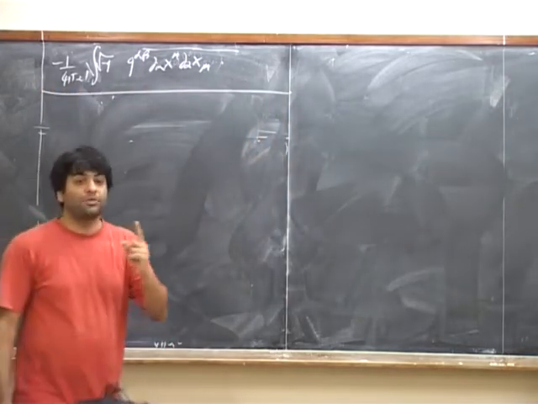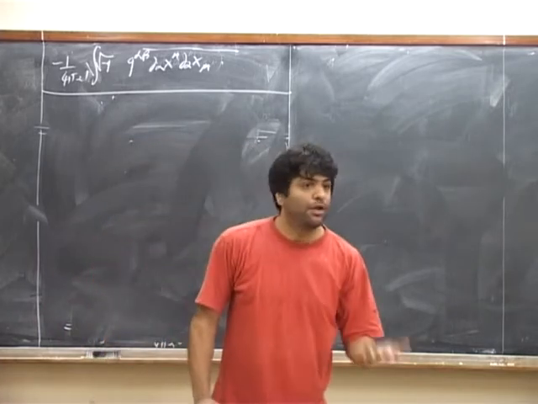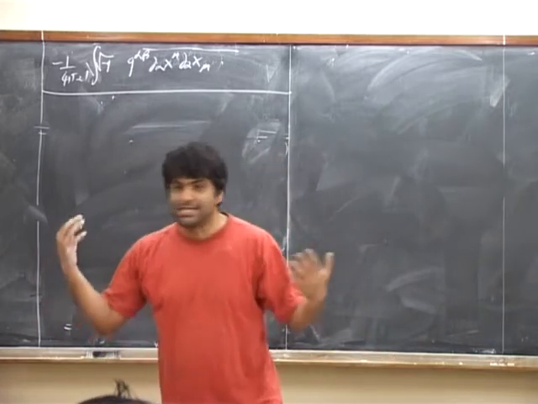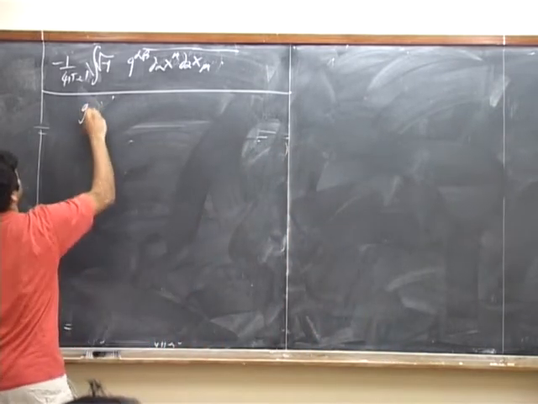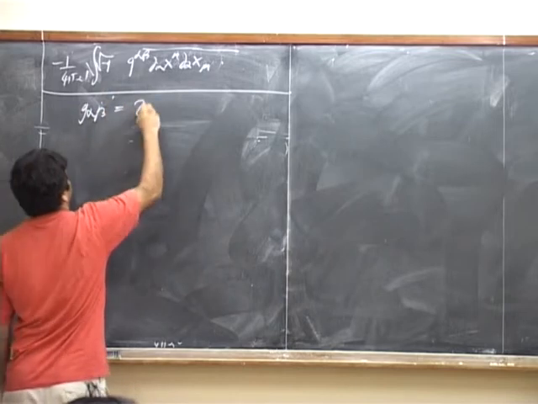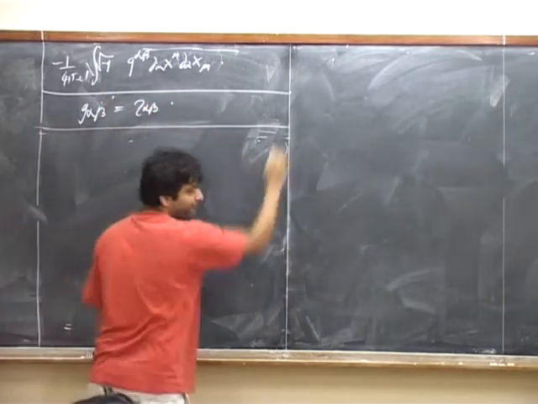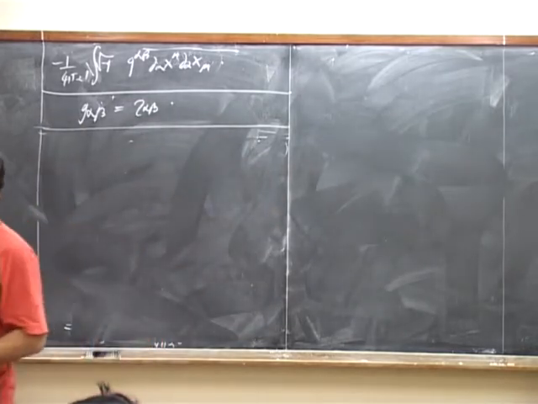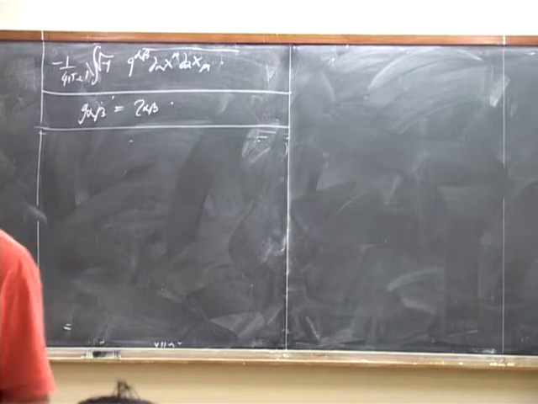Remember, this action was classically equivalent to the earlier action only when both diffeomorphisms as well as Weyl transformations were treated as gauge symmetries. Now we fixed gauge to set g_alpha_beta equals eta, the flat Minkowski metric of the world sheet. Very good. But we realized that this gauge fixing procedure did not completely fix gauge.